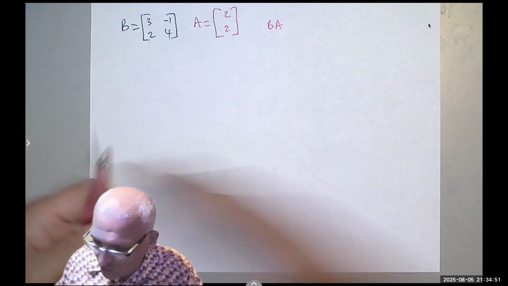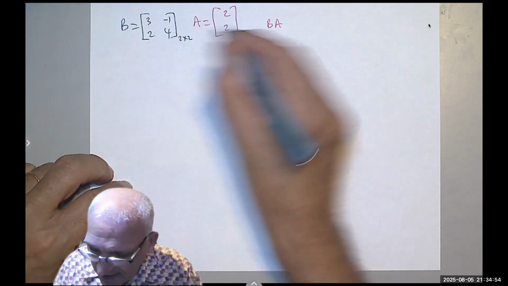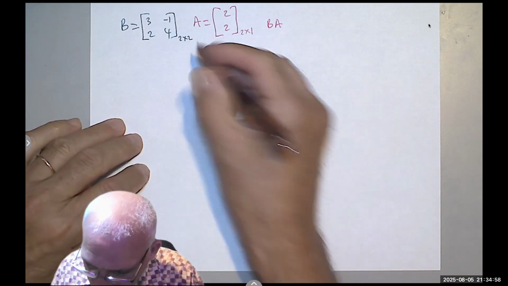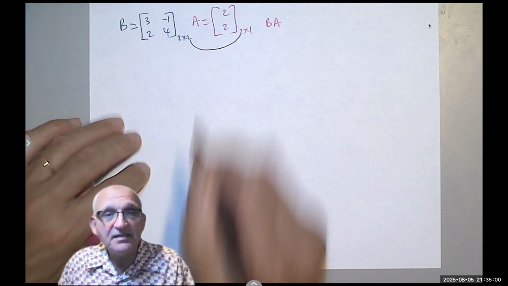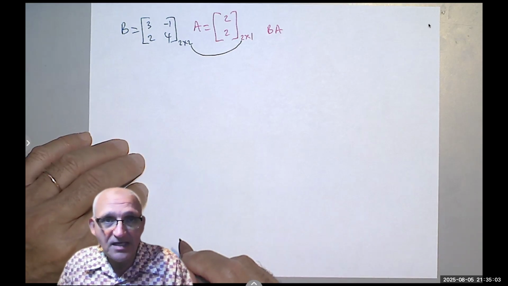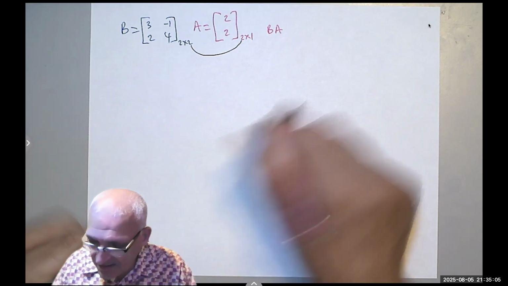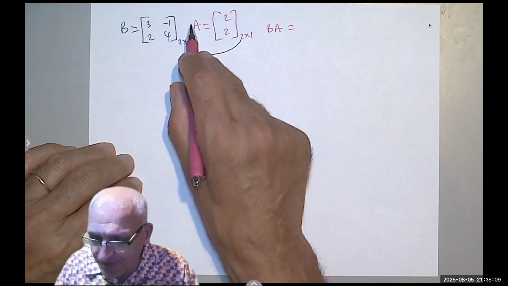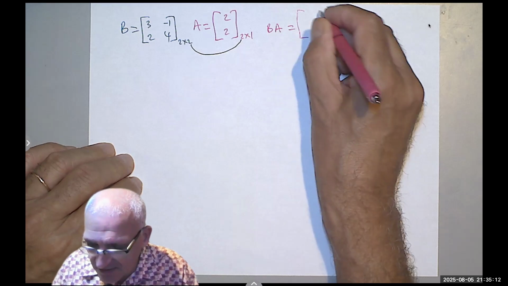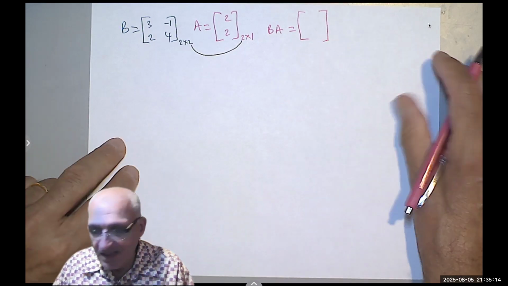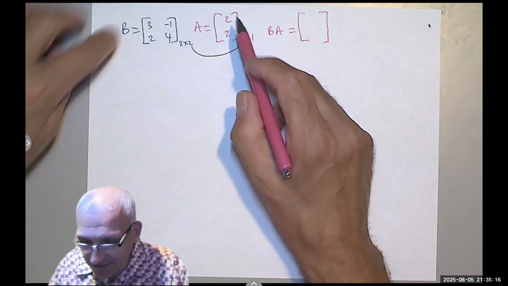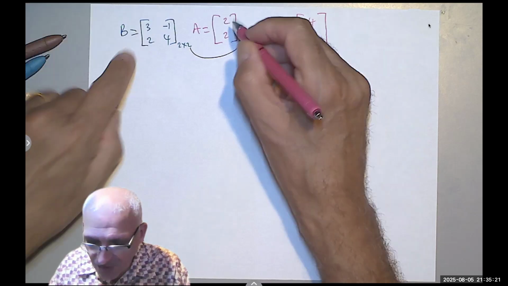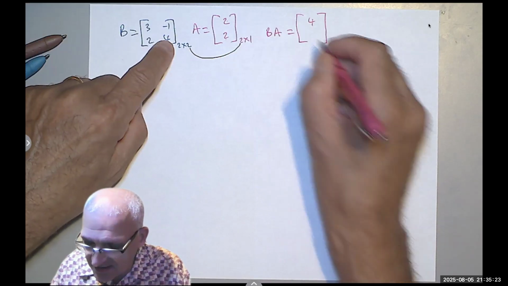B is a 2 by 2, like we said, and this is 2 by 1. And because the inner numbers match, I can multiply B times A, and the resulting matrix will have 2 rows and 1 column. So it would also be a vector like A. Okay? So now let's do it. 3 times 2 is 6, minus 2 is 4. 2 times 2 is 4, plus 8 is 12.